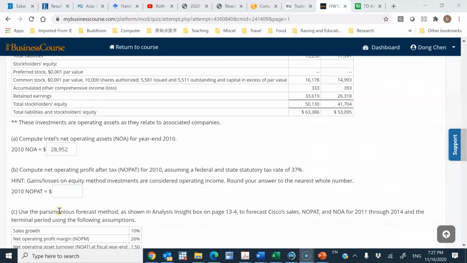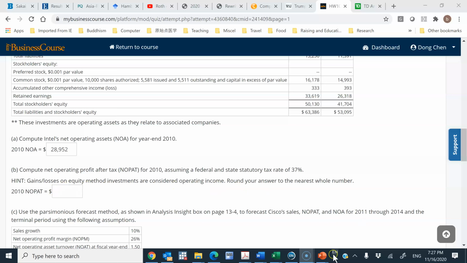Part B, compute net operating profit after tax, assuming a federal state statutory tax rate of 37%. Hint, gains and losses on equity method investments are considered operating income. Round your answer to the nearest whole number.